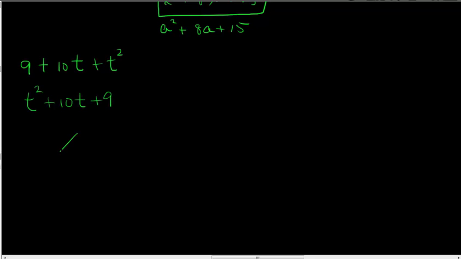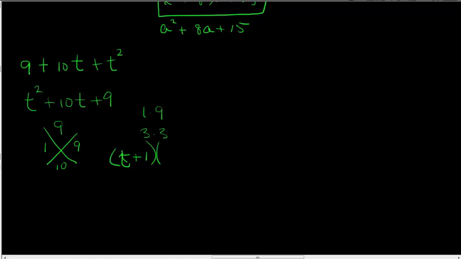Again, 9 goes on the top, 10, the middle coefficient, goes on the bottom. Well, here this looks weird. What are the factors of 9 that would give us 10? Well, 1 times 9 and 3 times 3 are the factors. 3 times 3, 3 plus 3 doesn't add up to 10. It does give us 9, but not 10. 1 times 9 is 9. 1 plus 9 gives us 10.